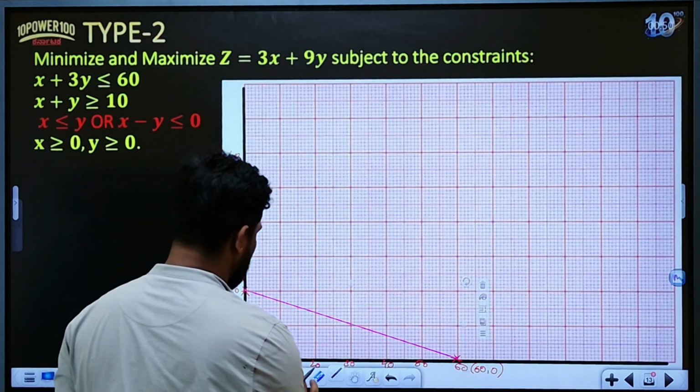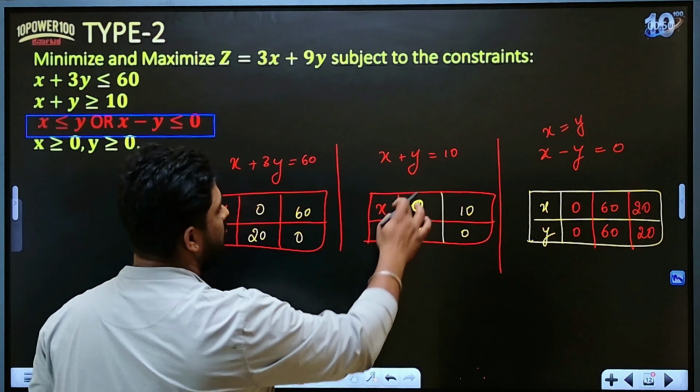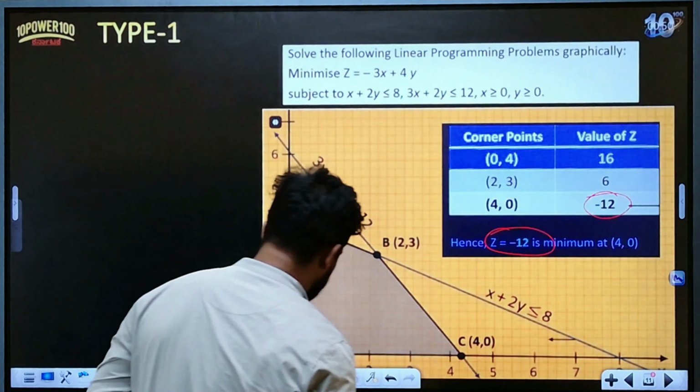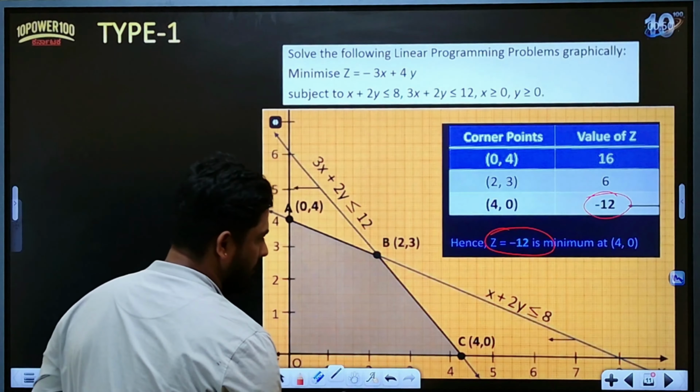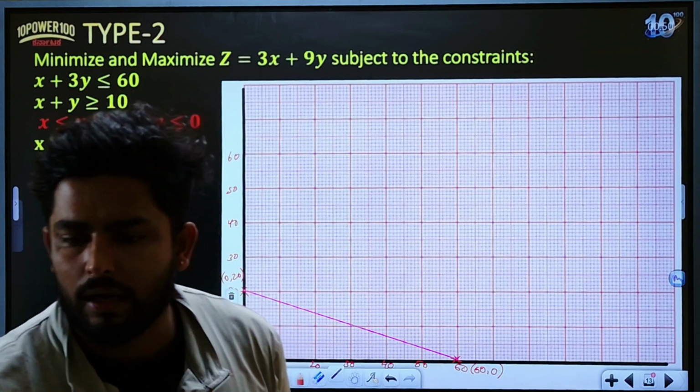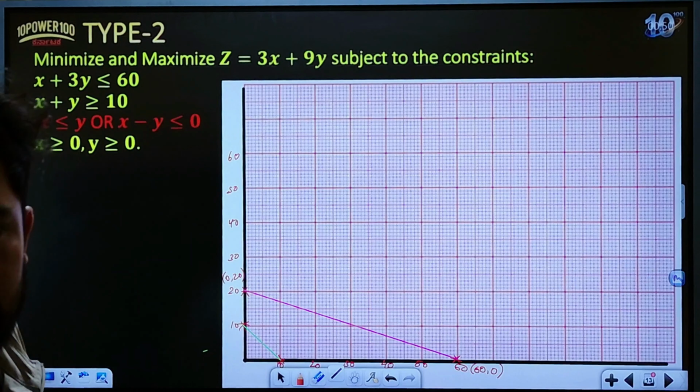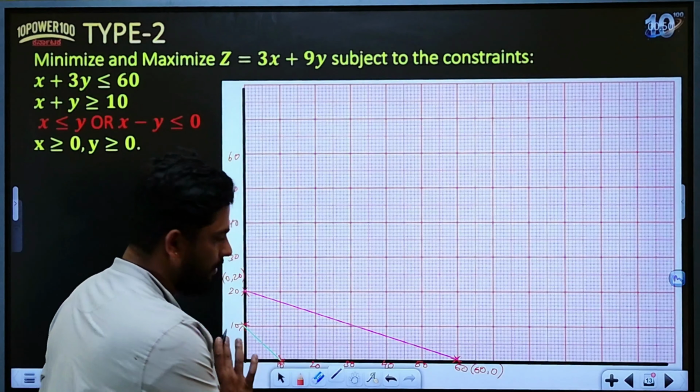Okay, now the second line. So my second line is what? 10, 10, right? So we'll mark here. This is the point, right? Now I'll use some other color. I'll use green color. So now look at this, from this point to this point. Is this visible? Yes, it's visible. So this is okay. Now these 2 points are done.